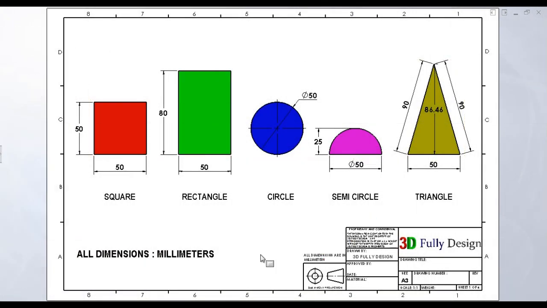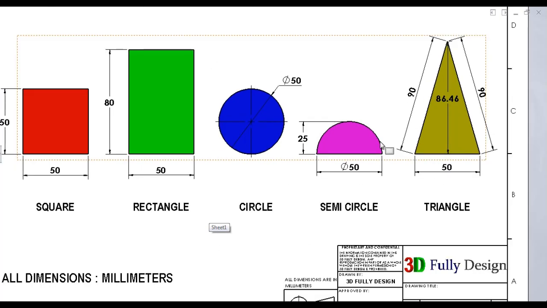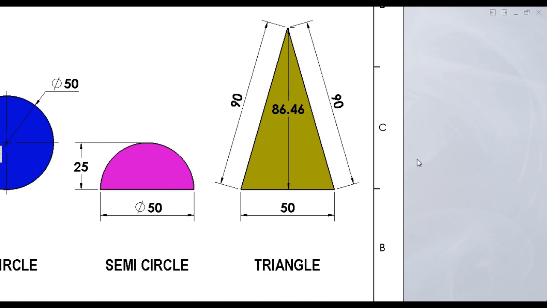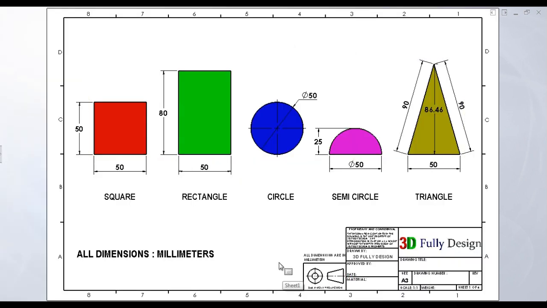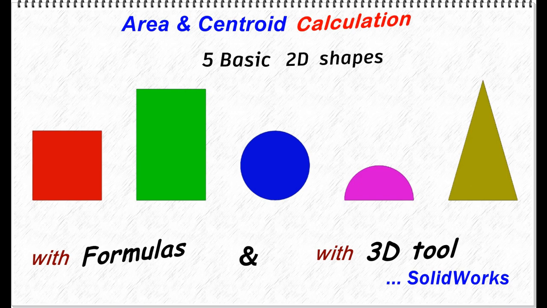Let's open the drawing and let's look at the dimensions of these 5 2D shapes. All dimensions in millimeters. Let's explore area and centroid calculation for these with formulas and with a 3D tool like SolidWorks and cross-check the answers.